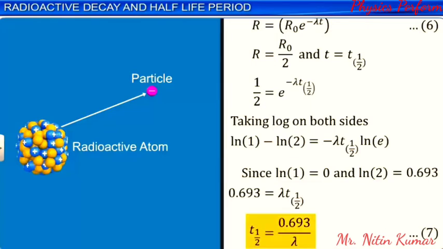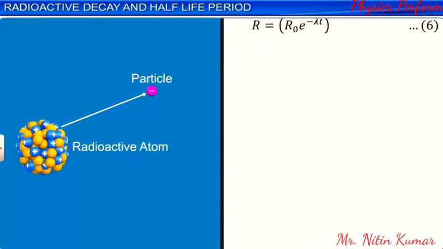Another measure of estimating the time for which a radioactive nuclei lasts is the mean life or average life denoted by tau. It is the average time a substance exists in a specified form. It is the time interval in which N and R reduce to 1 by e of its original value.